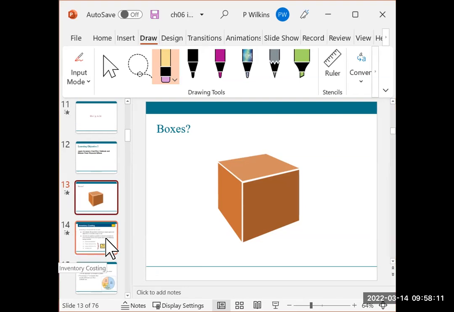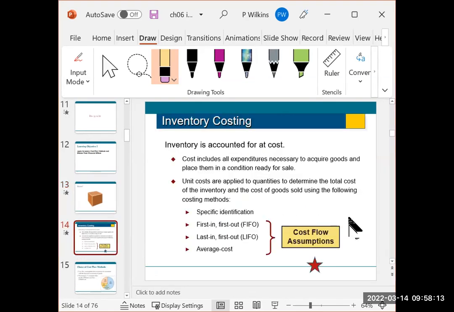All right. So when we are talking about inventory costing, periodic inventory costing, which is what we're doing in this chapter, there are 4 methods. The first one is called specific identification. And then the next 3 are what we call cost flow assumptions. The reason they're called cost flow assumptions is because the costing method does not necessarily follow the actual flow of inventory. And we'll talk about that.